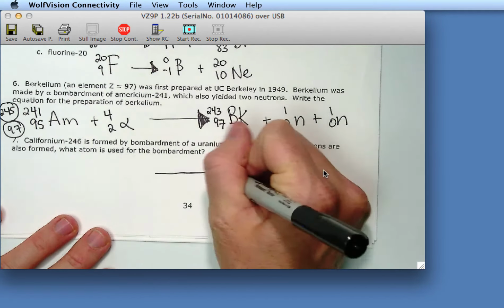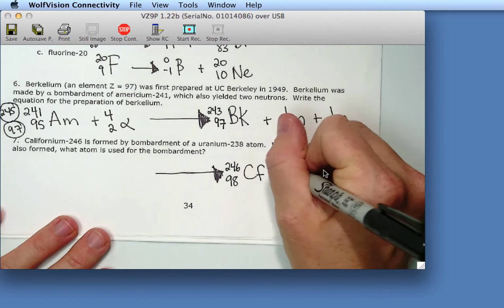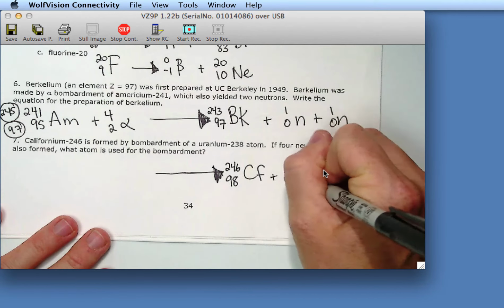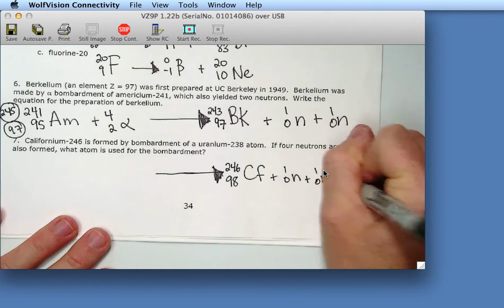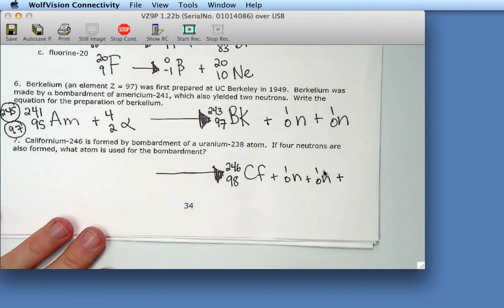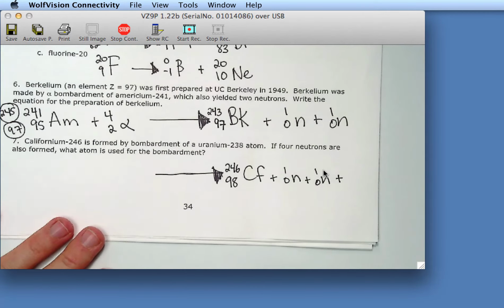So CF-246, 98. And you can draw it. Write out your 4 neutrons. Is that different than 2 produce? It's the same, just another way to say it. So 2 produce and is formed.